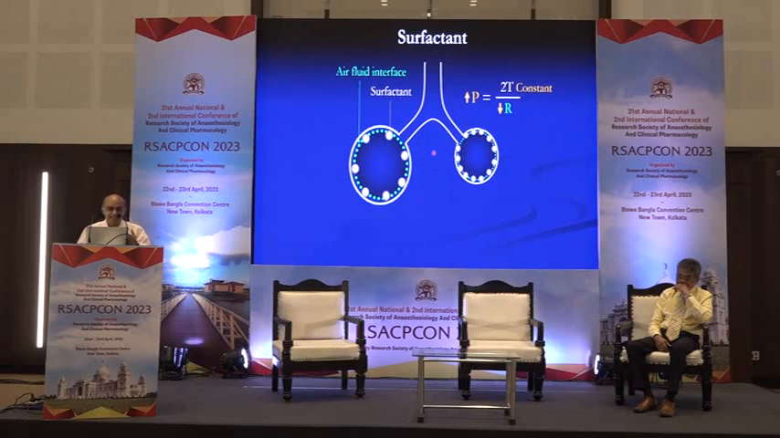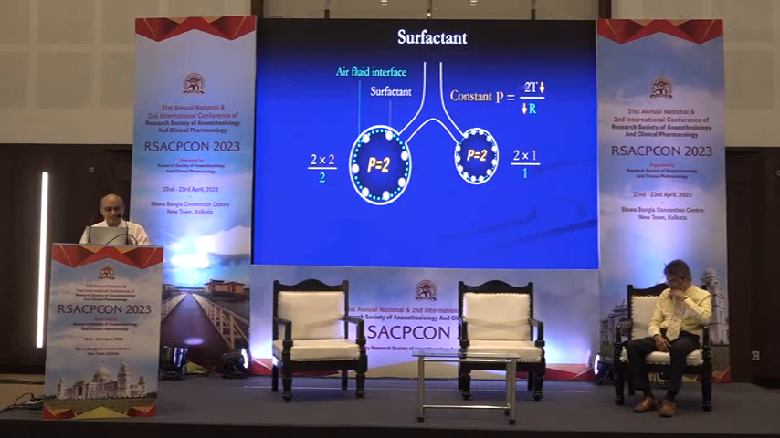Now the surfactant has an important role to play, making sure that the numerator is decreased. So what you will find is that with the presence of the surfactant, the numerator is decreased and the pressure is now constant. How is the numerator decreased? Because the amount of surfactant present in the smaller alveolus as compared to the surface area is much higher.